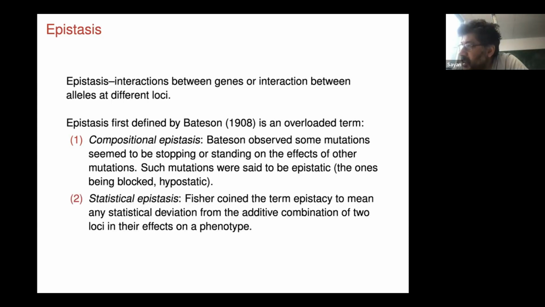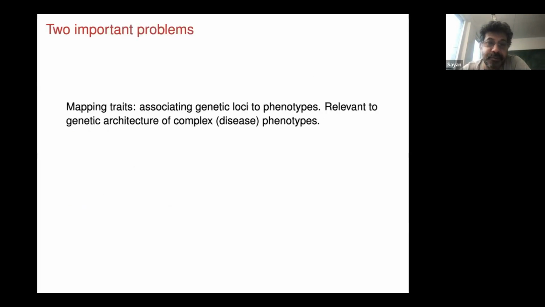Now, the other version, which is going to be closer to what I'm going to talk about, is the idea of statistical epistasis. And this was something that R.A. Fisher coined, and he coined the term epistasy to mean any statistical deviation from an additive combination of two loci in terms of their effects on a phenotype. Right? So the question is, how do we get at these interaction effects?